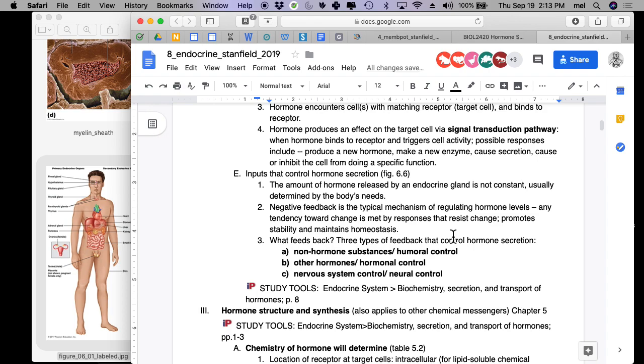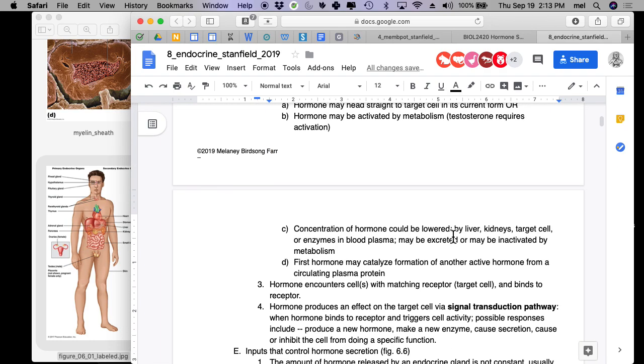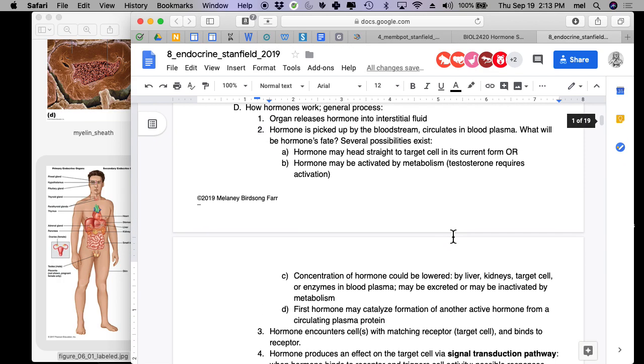So what it does on the target cell is it causes some kind of cellular activity change, right? And that's called the signal transduction pathway. And that is specific to the cell and the hormone, right? But it's going to do something, otherwise you wouldn't have bothered. Everybody good? Okay, so let's go back for just a second.